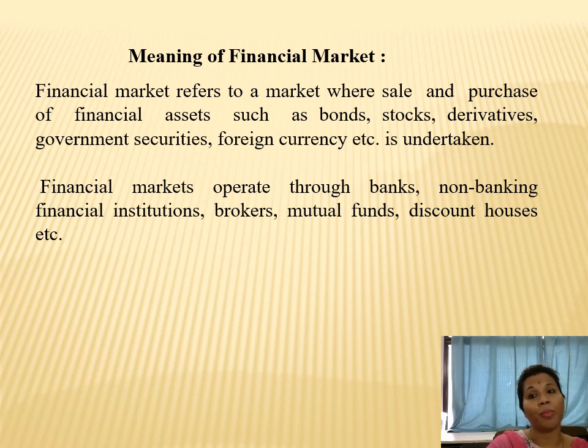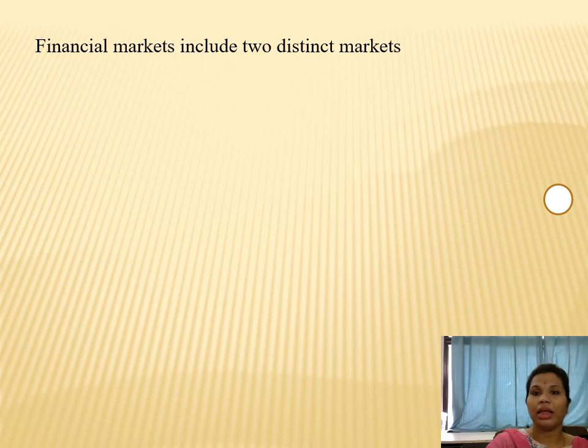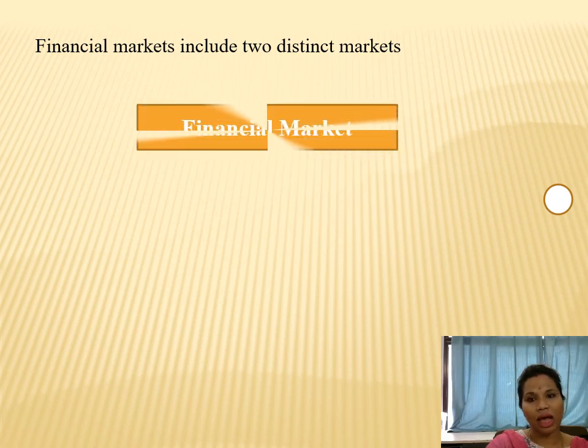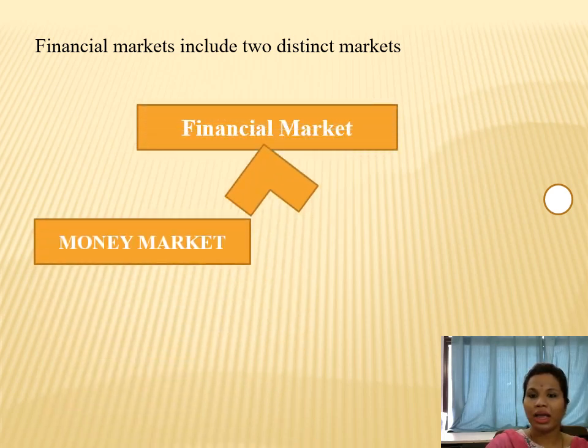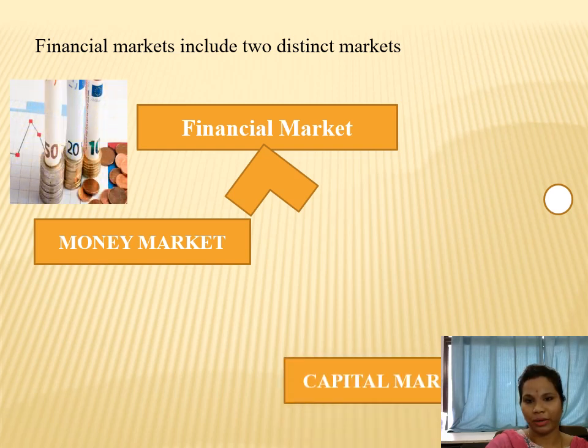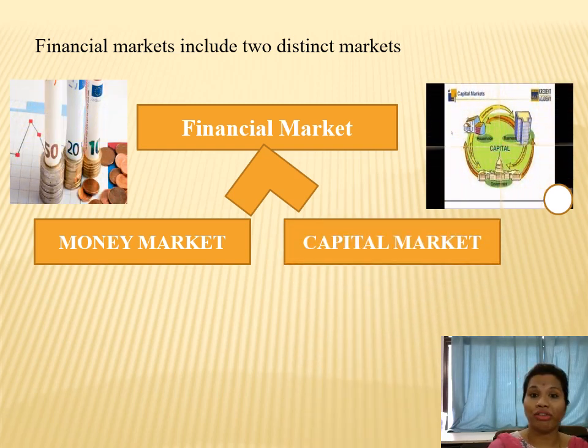How is it operated? It is operated by banks as well as non-banking financial institutions, brokers, mutual funds, discount houses, etc. Financial market includes two kinds of distinct markets. Those are the money market and the capital market. So here we are going to start with the topic of money market and capital market in India.